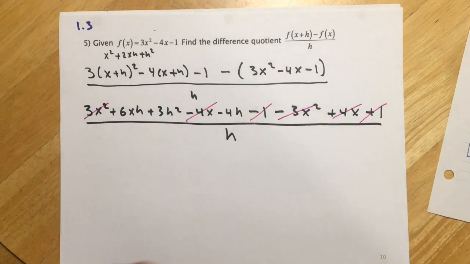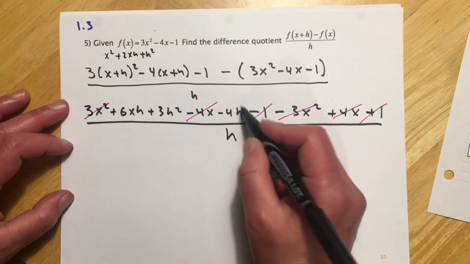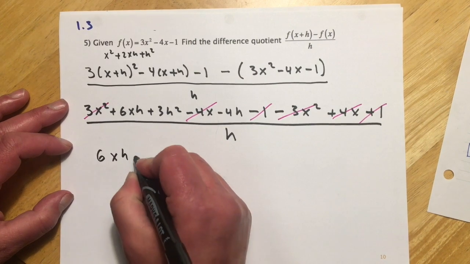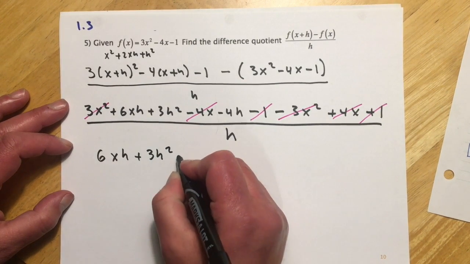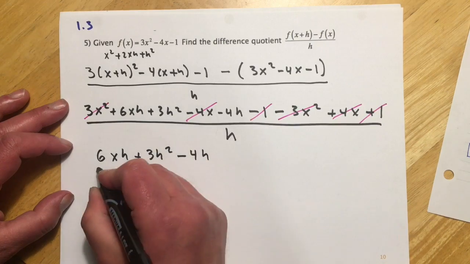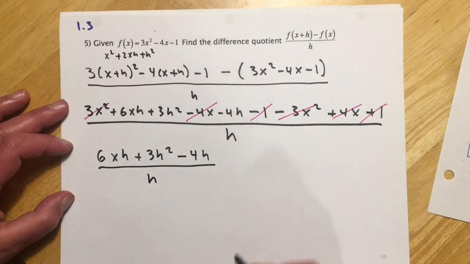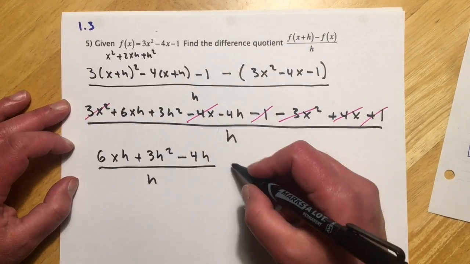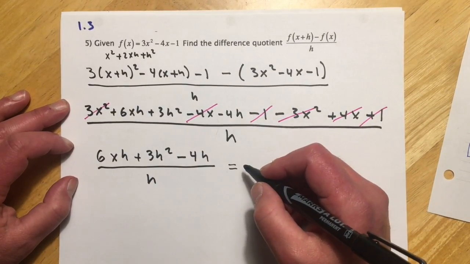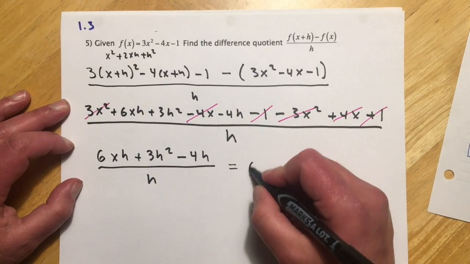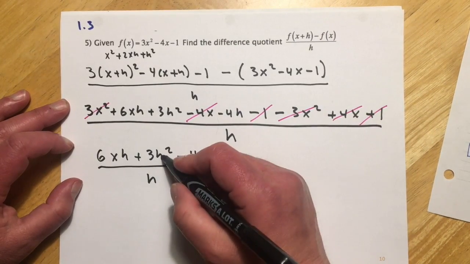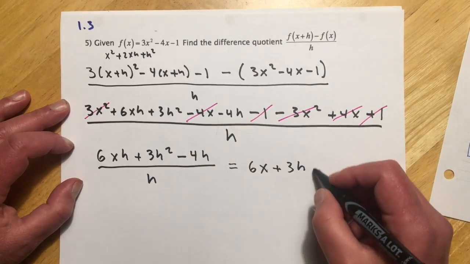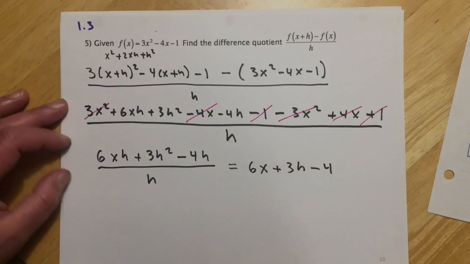And then I'm going to rewrite what's left, just because it's easy to lose one of these pieces in the handwriting. So 6xh plus 3h squared minus 4h all over h. And we can cancel an h everywhere. And again, that should also happen. So if it doesn't, that's kind of trouble. So this would be 6x, h and h squared would be plus 3h, and right there, 4.